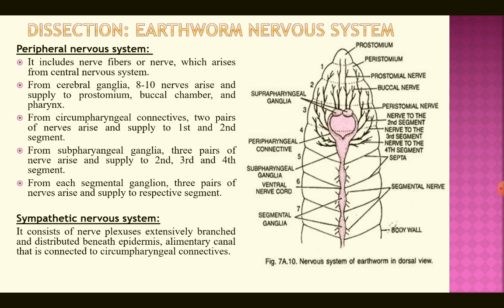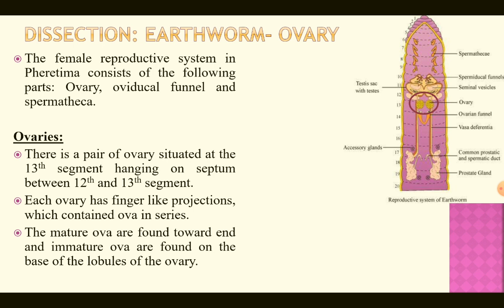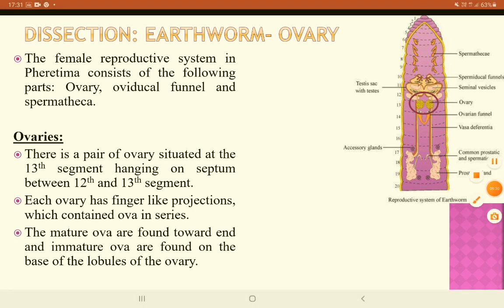And this helps in coordinating the functions of those related internal organs. So this forms the sympathetic nervous system of earthworm. Now coming to earthworm's ovary. If you observe this diagram here, ovaries are seen as clusters, yellow colored clustered structures, and they are present in pairs and they are seen in the 13th segment.